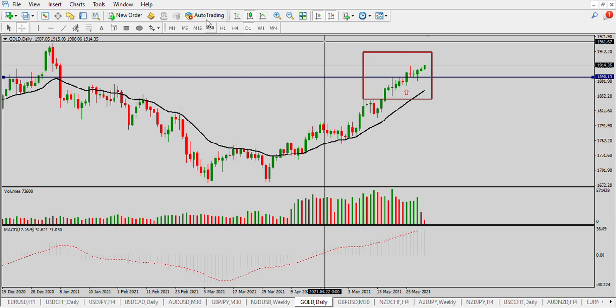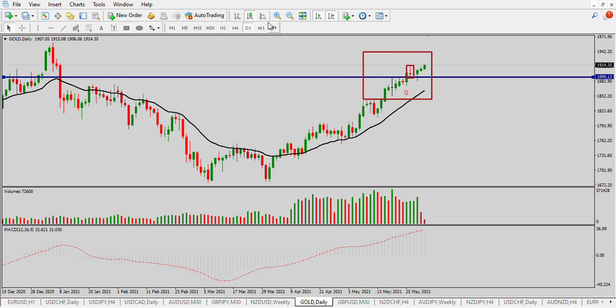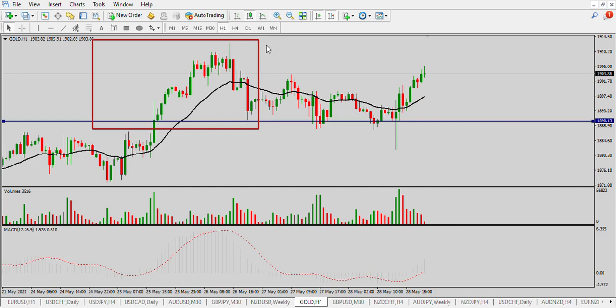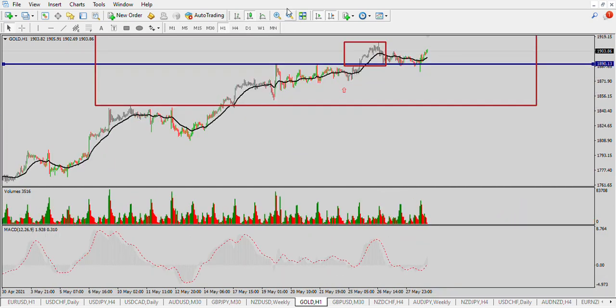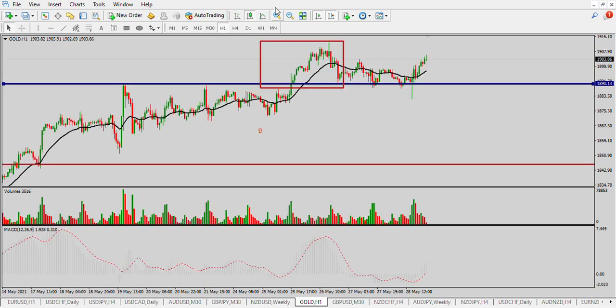So we go down to the what? The 1 hour time frame, which is going to be our primary time frame when we have the daily as the main time frame. We go down to the 1 hour time frame, and yes, price did what? Price retraced back to the 1 hour time frame.